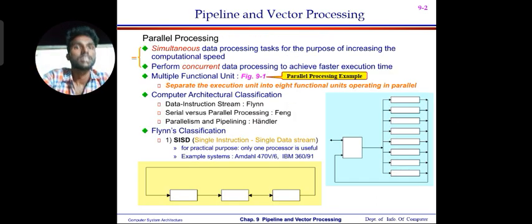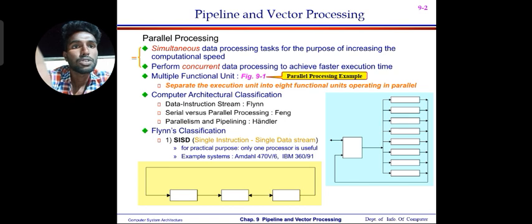Pipeline and vector processing. Pipeline processor. Simultaneously, data processing tasks are performed for the purpose of increasing computational speed. Concurrent data processing achieves faster execution time. Multiple function units separated from the execution unit, with 8 functional units operating in parallel.